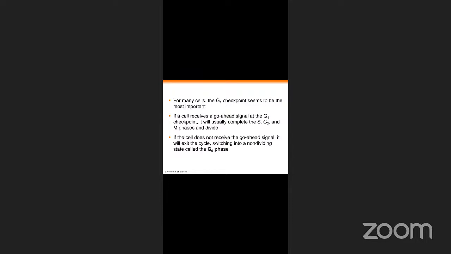That means after the G1 checkpoint, if everything is correct at G1, then there will be a go-ahead signal. That means the cells now can pass to the next phases, that is S, G2 and M phases. And if at the G1 checkpoint there is an okay signal, then the other three phases will be done successfully. If the cell does not receive this go-ahead signal at G1, then the cell has to exit from the cell cycle and enter into the G0 phase, that is the non-dividing phase.